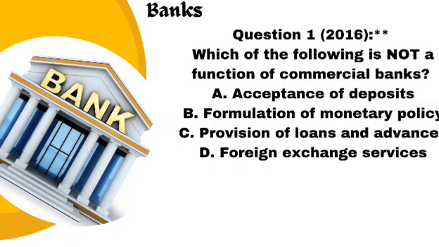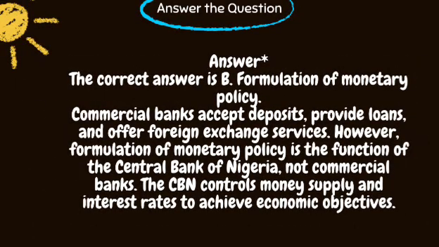Question number one. Which of the following is not a function of commercial banks? Option A, acceptance of deposit. Option B, formulation of monetary policies. Option C, provision of loans and advances. And option D, foreign exchange services. What's our answer? Our answer is option B, that is formulation of monetary policy.